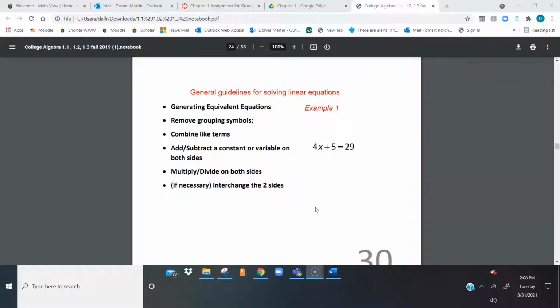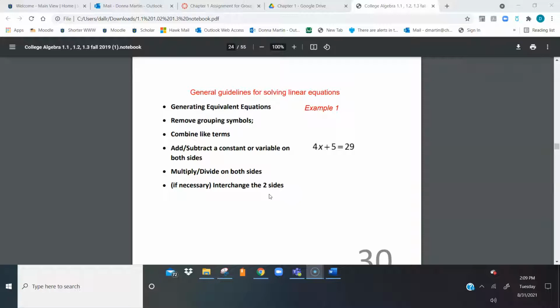As you can see, we are trying to generate an equivalent equation so we can find the variable value. To do this, you remove the grouping symbols if they exist. You combine like terms, in other words, constants with constants, variables with variables. You add or subtract a constant or a variable on both sides, and then either multiply or divide on both sides. Then, if necessary, you interchange the two sides so that your variable is first. The symmetric property allows us to do that. Now let's get started. I'm going to write that information on my paper over to the side.